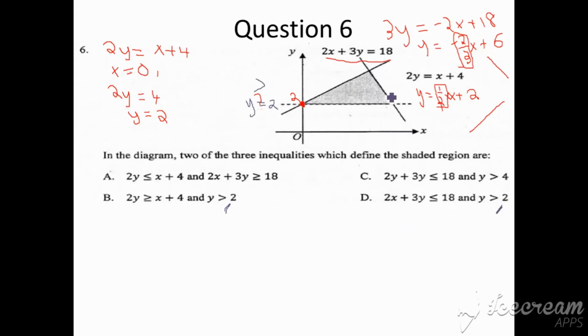Okay, so now this equation. This line is 2x plus 3y equals 18. The shaded region is below it, so we have to put smaller. This is a solid line, so we have to put an equal sign here. So 2x plus 3y smaller or equal to 18. So this is correct. For this one, 2y equals x plus 4, it's this line. The shaded region is below it, so we have to put smaller or equal. So this is wrong. So the answer is D.